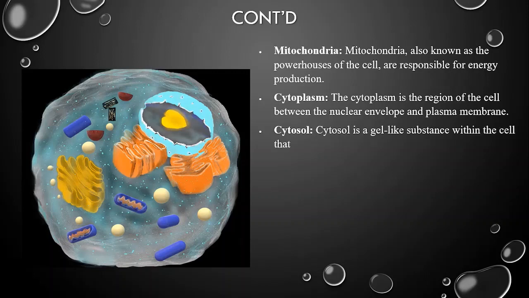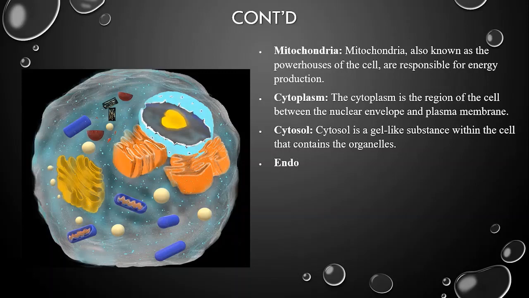Cytosol is a gel-like substance within the cell that contains the organelles. Here you can see there is a gel-like appearance inside the cell, in the cytoplasm. It is filled with a gel-like fluid that is called cytosol, and cytosol itself is enclosed by the cell membrane.